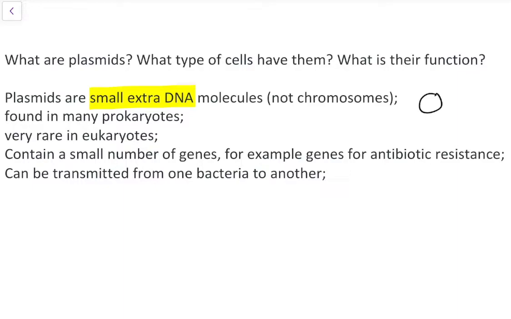They're found in many different prokaryotes. They're very rare, and really the IB says they're not present. We don't have many at all in eukaryotes, so they say not present in eukaryotes. They contain a small number of genes, and it could be for antibiotic resistance, and they can be transmitted from one bacteria to another, so they can spread in a population.